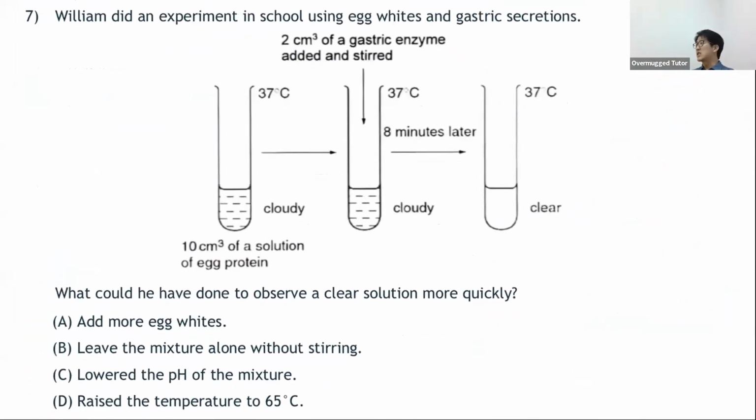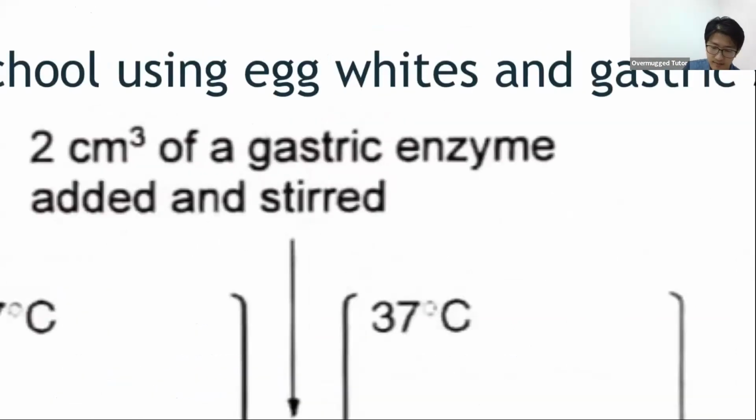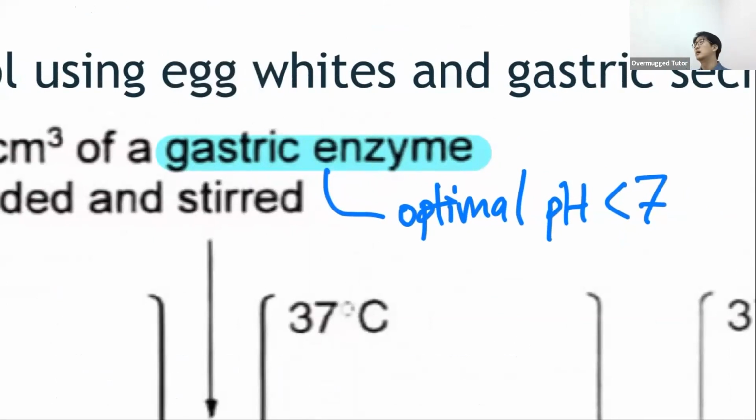Egg whites, one more. Destiny just now already told us egg whites contain proteins. Now, when I say gastric enzyme, it means this enzyme is used to functioning in the gastric condition, the stomach. What conditions are we expecting for this enzyme to be working best at in the stomach? Acidity, very good. So we're going to have optimal pH less than 7.